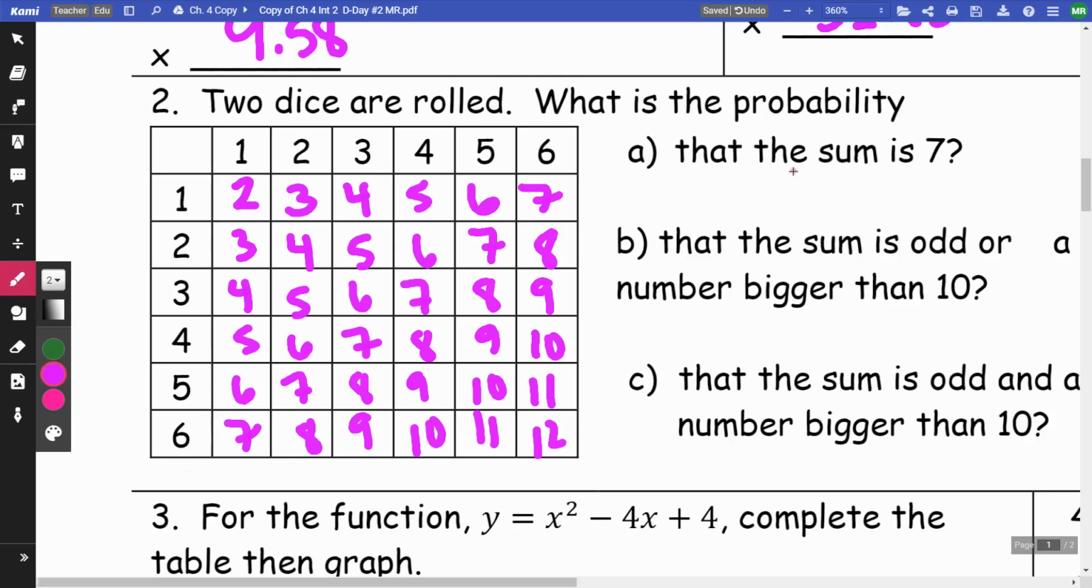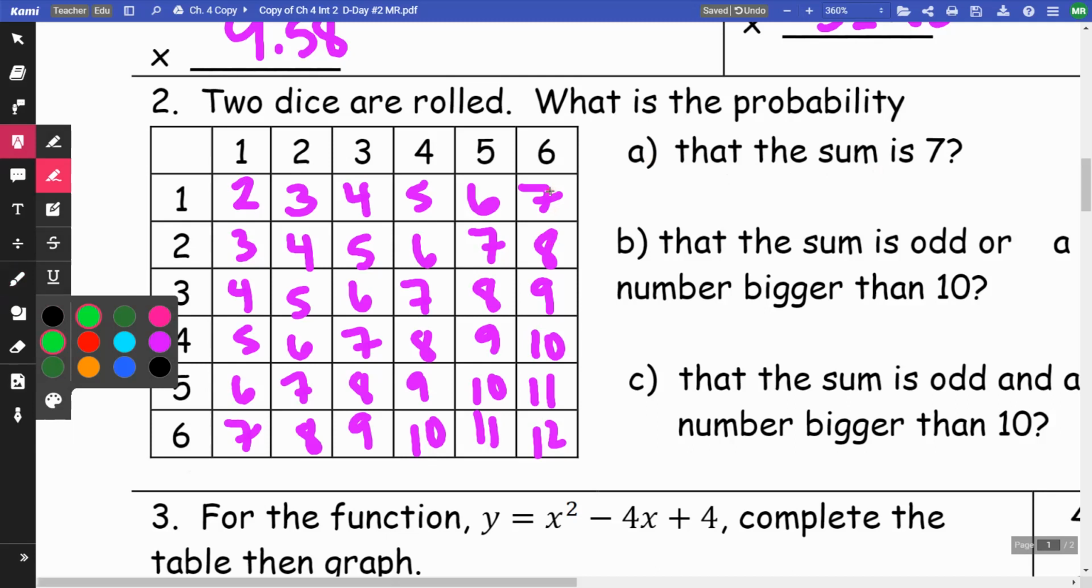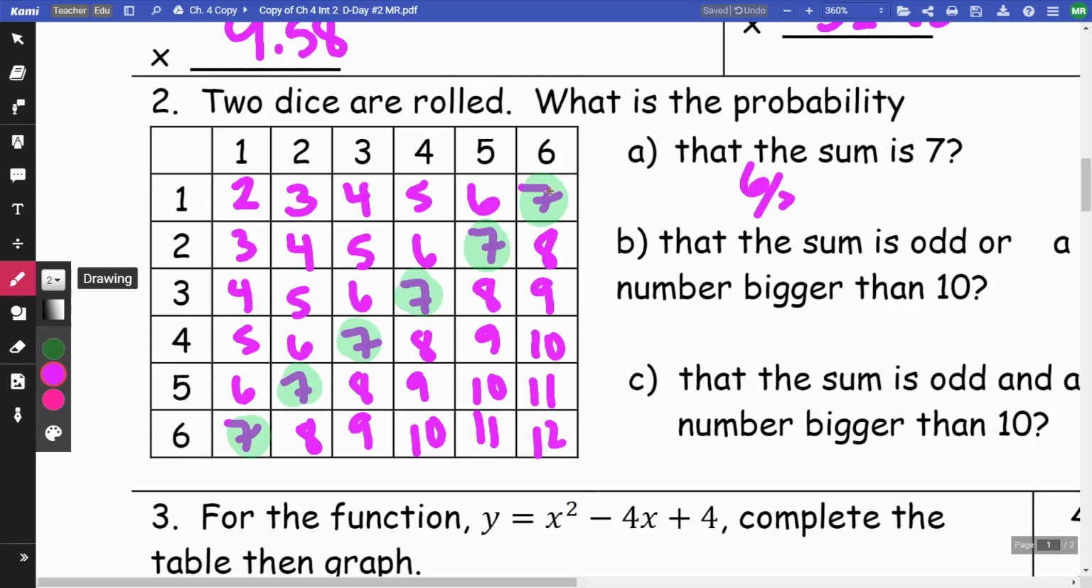What is the probability that the sum is 7? So for 7, I am going to get 1, 2, 3, 4, 5, 6. So 6 out of 36 or 1/6.